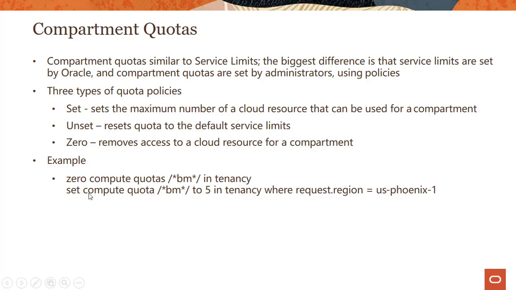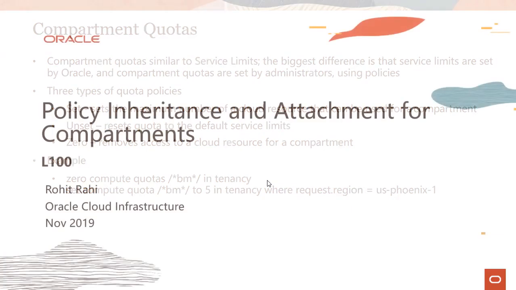But then you are overriding this for the Phoenix region by setting a compute quota to 5 for bare metal instances, where request.region, and we looked into this in the advanced IAM policy. If you want to make policies more conditional, you could have request and target. So you could say request.region is US Phoenix 1, and this way only users in US Phoenix 1 can use bare metal instances. Users in other regions will have access to no bare metal instances.